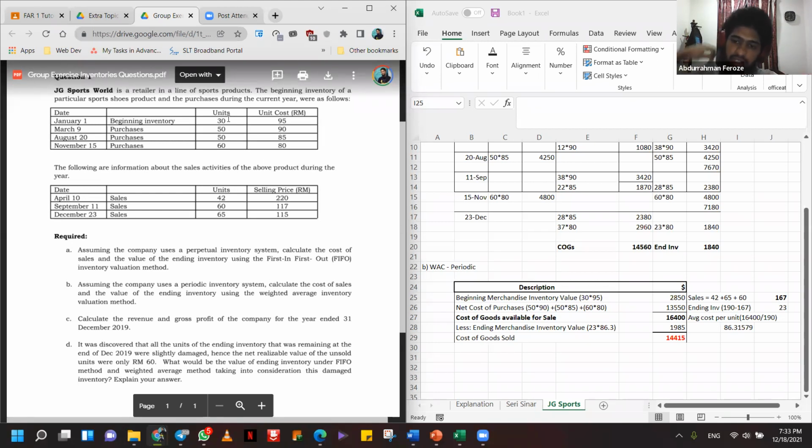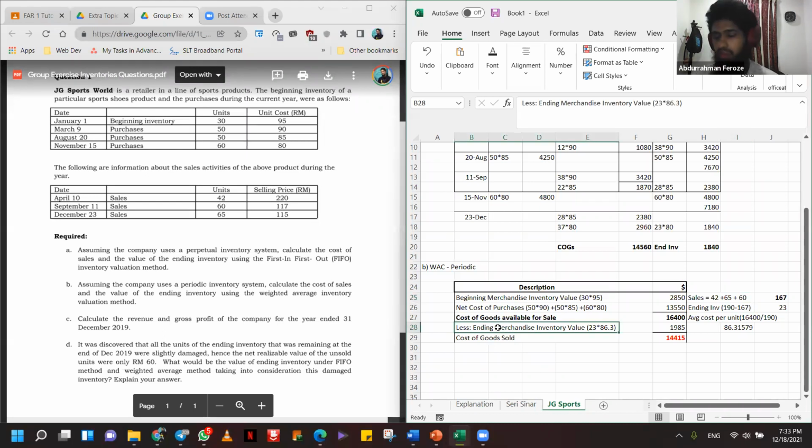And then the average cost per unit, like I said, is... so you got that? All right, so to get this value, you need to have the ending inventory. What is the ending inventory? Here the ending inventory was 23 units, and then the average cost per unit was 86.3. So once you do that, you just minus.